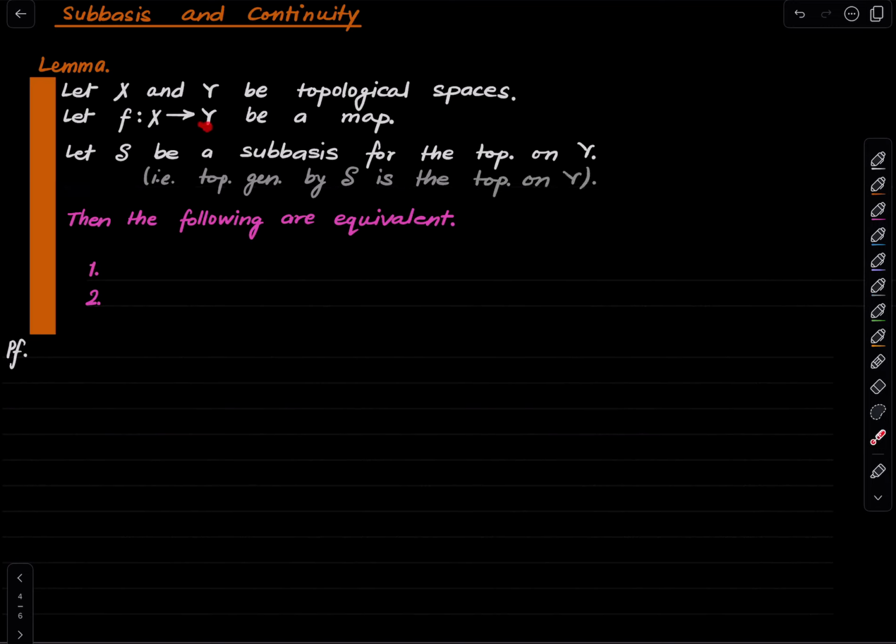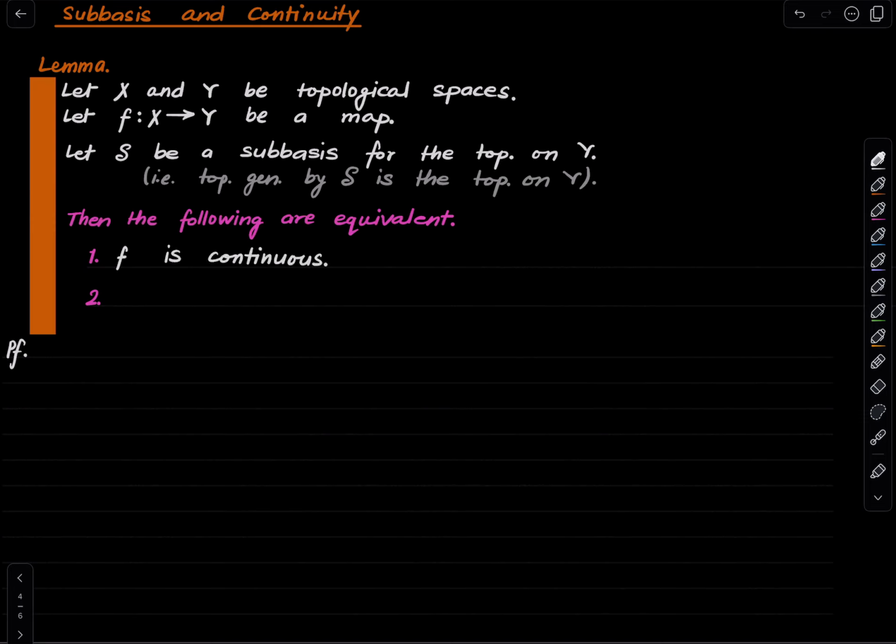So Y was a topological space, it has its own topology. S is a subbasis such that the topology generated by the subbasis is the same as the topology on Y. So this is a collection of some subsets of Y whose union is all of Y, such that the topology generated by this collection is the same as the topology that Y has. All right, then the following two statements are equivalent. First is that f is a continuous function.